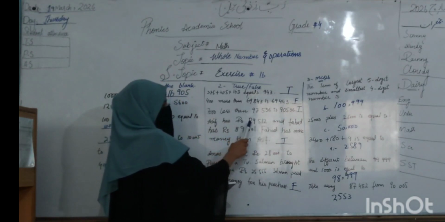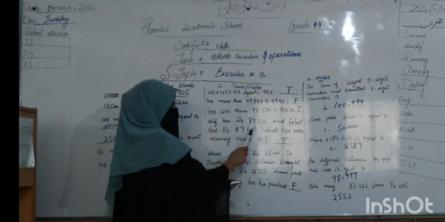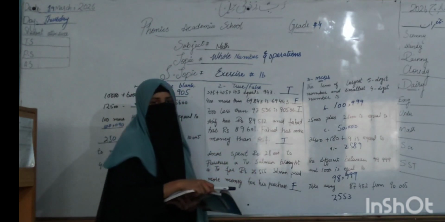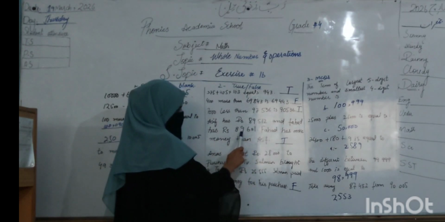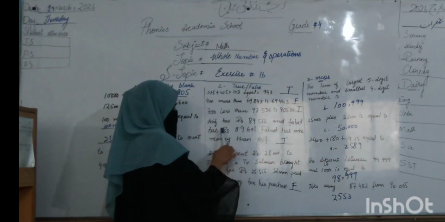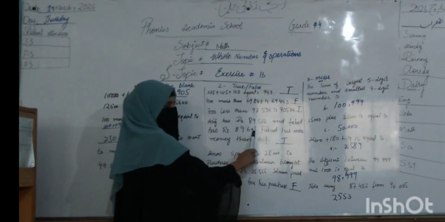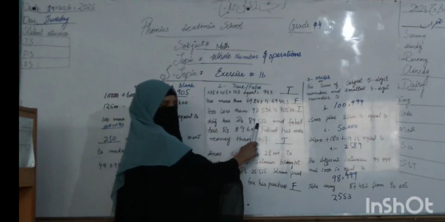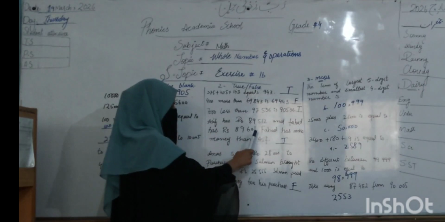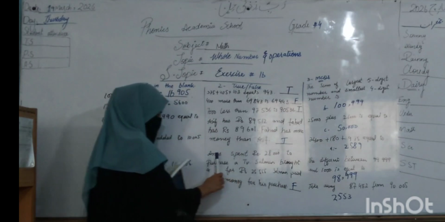Asif has rupees 89,512 and Fahad has rupees 89,601. Fahad has more money than Asif. So we have to compare both values: 89,000 and 89,000, then 500 and 600. So you see that Fahad has 89,600 and Asif has 89,500. So Fahad has more money. So the statement is true.